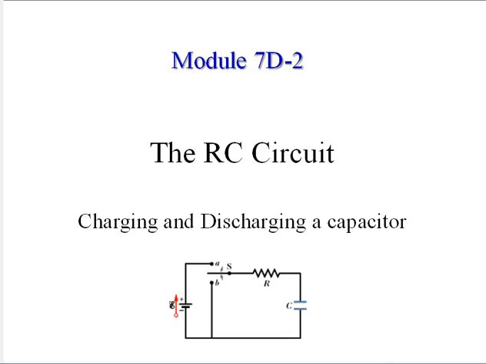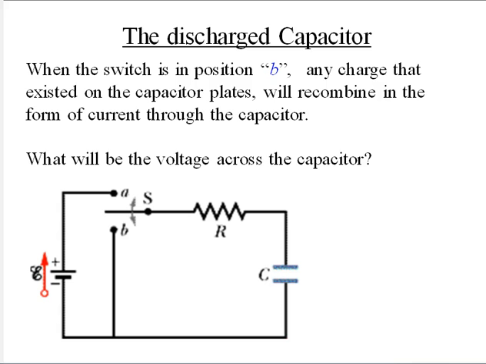In this module, we'll look at the RC circuit. We'll look at charging and discharging a capacitor. So if we look at a discharged capacitor, we could look at this circuit that has a two-pole switch. With this two-pole switch, the capacitor and resistor series combination can either be connected to position A and be connected to an EMF device to charge the capacitor, or it can be connected to position B and connected back down through ground, and the capacitor will discharge through the resistor, and the charge on its plates will recombine.